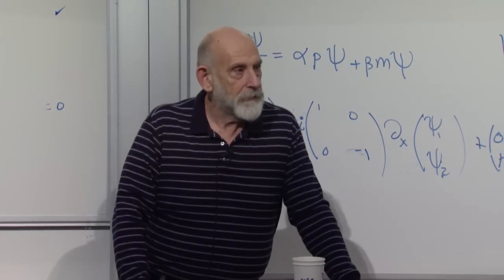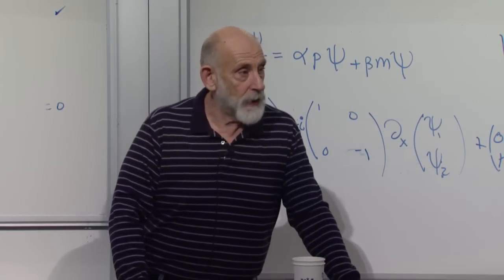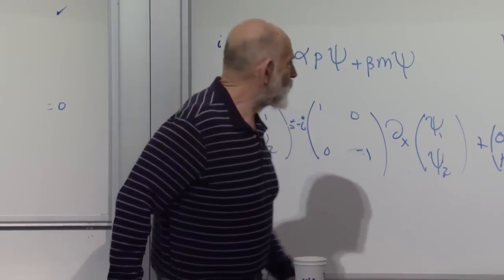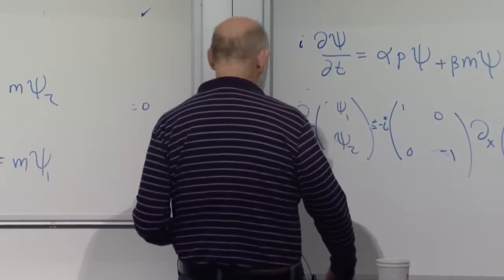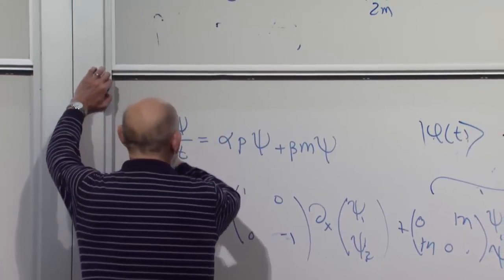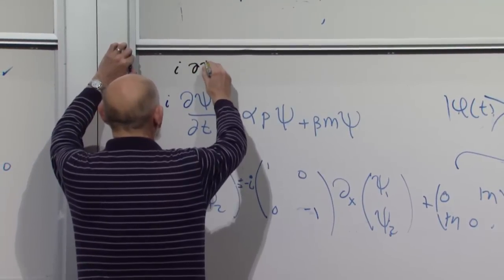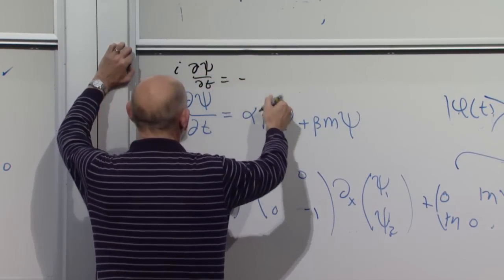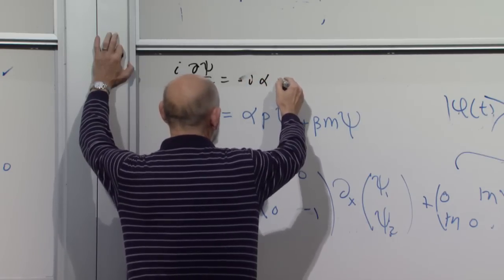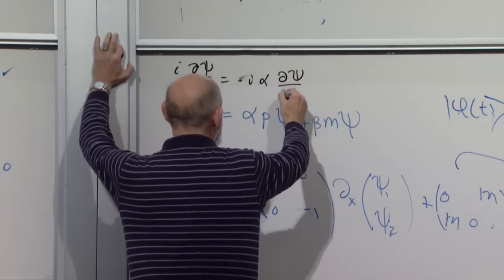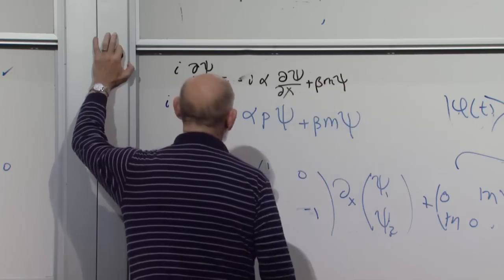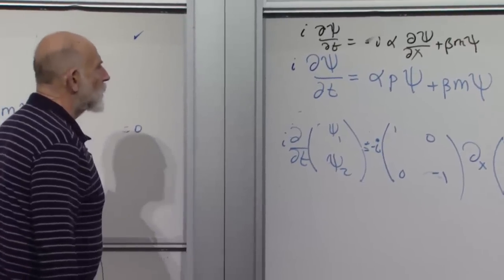Does this pair of equations constitute the Dirac equation? For the one-dimensional case, yeah. This is a really long version of the Dirac equation. The usual equation would be written this way: i dψ/dt is equal to minus i α dψ/dx plus β m ψ. That would be the Dirac equation written in one form.